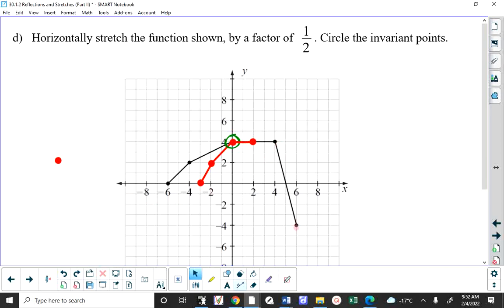And this point is 6 away. Half of 6 is 3. And we complete the picture of the transformed graph. So all we've done so far is talk about what the stretch factors mean and what they do to the graph. Does anybody have any questions here with any of this so far?